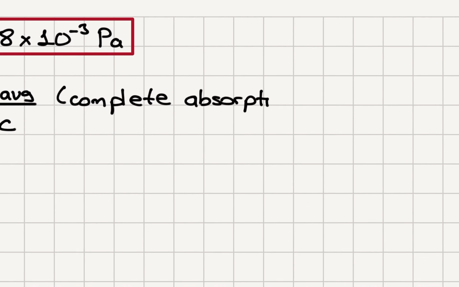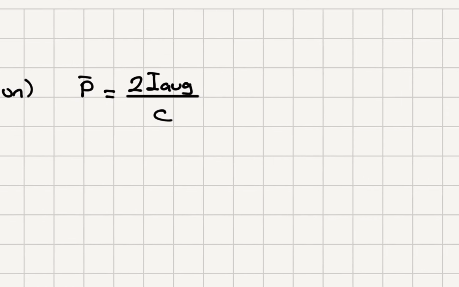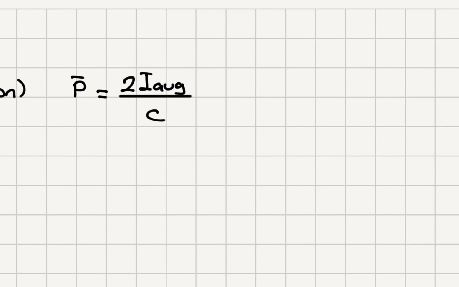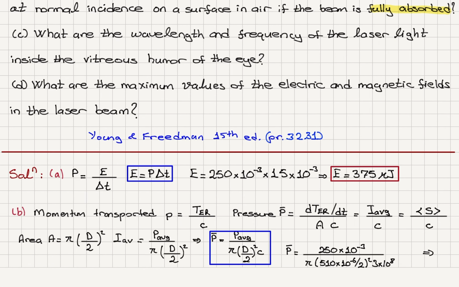And remember that if we have full reflection, then the average pressure being exerted will be twice the average intensity divided by c. This is the case of full reflection. In this case we have complete absorption, therefore we don't need to worry about this factor of 2. Let's move on to part C.